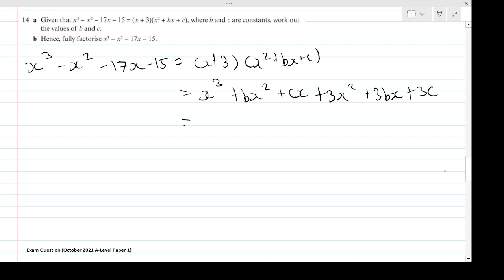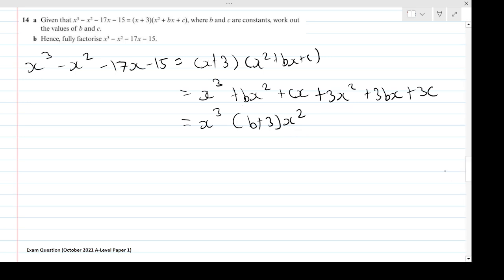Can we simplify it a little bit? Well, x cubed, we can't simplify, that's the only x cubed term. We have a bx squared and a 3x squared term. So what I can do is factor out, say, b plus 3 of x squared. Hopefully you can see what I've done there. We have bx squared plus 3x squared, x squared is common, so then b plus 3 is what we can do there.